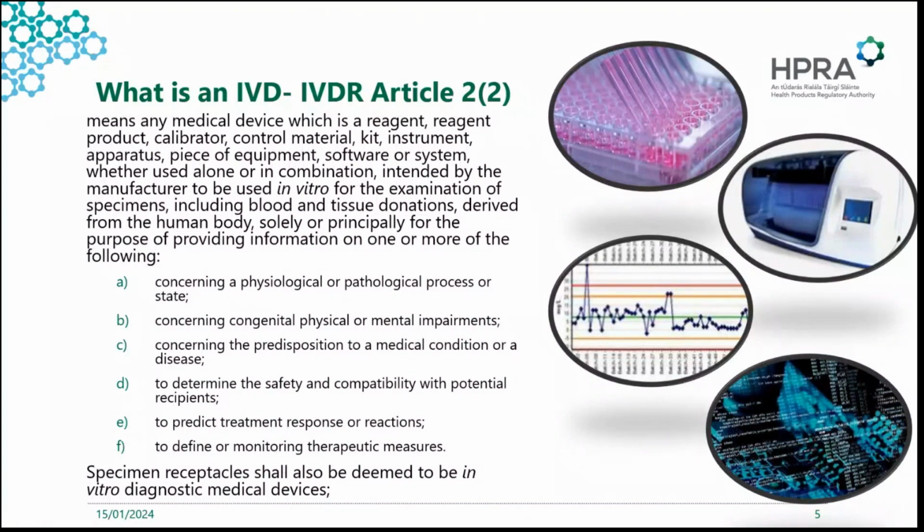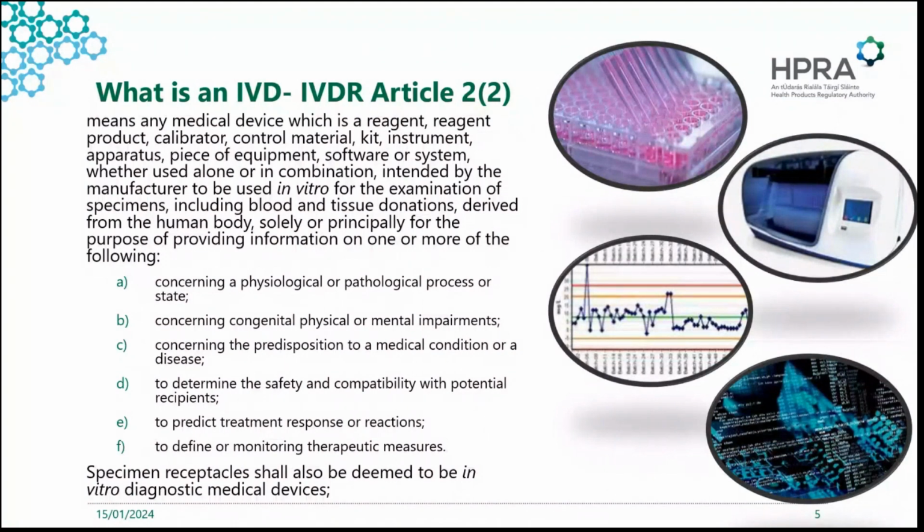a certain pathology. You could be looking at congenital physical or mental impairments within the prenatal space, the prenatal testing space. You could be looking at predisposition to a medical condition or disease, possibly in the genetic testing space. You may be looking at determining the safety and compatibility with potential recipients, so transfusion and transplantation. You could be looking to predict treatment responses or reactions.